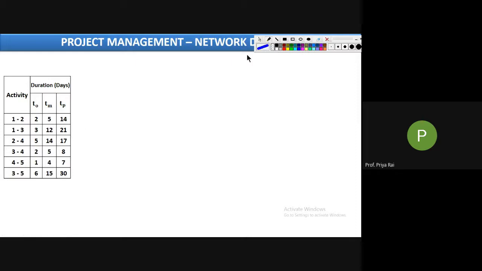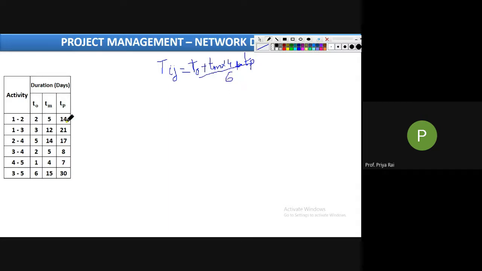Now what was the formula of Tij? Anyone? What was the formula of Tij? TO plus 4 TM plus TP by 6. Yes, very good. So TO plus 4 into TM plus TP, divided by 6. So this was the formula.